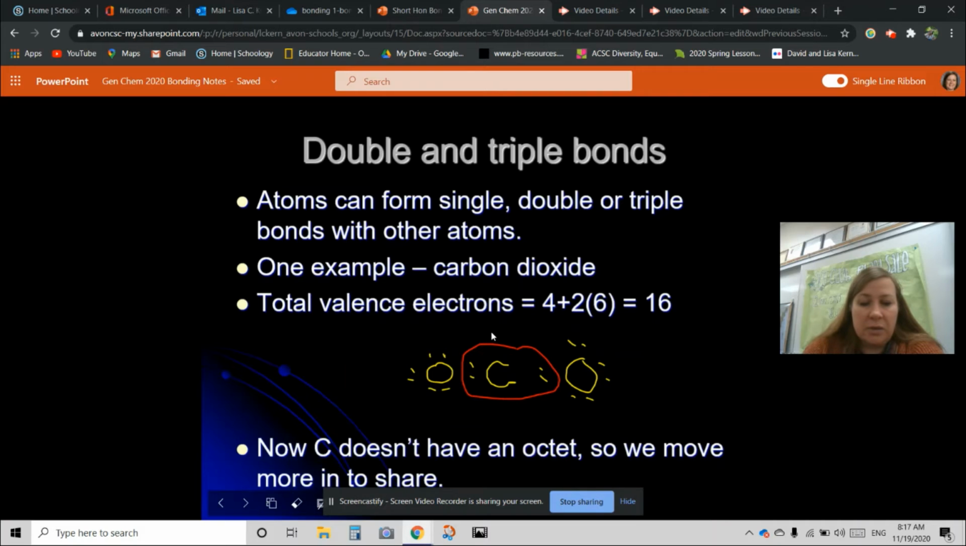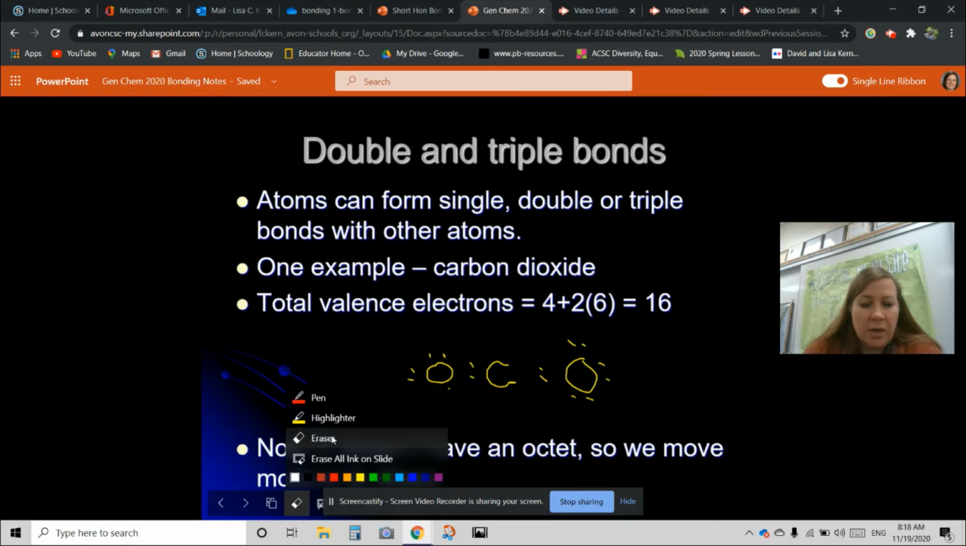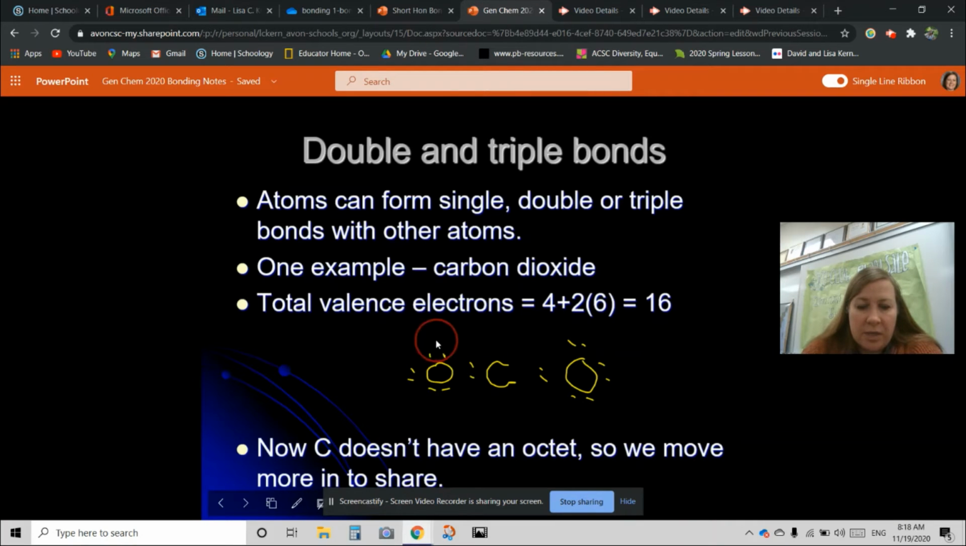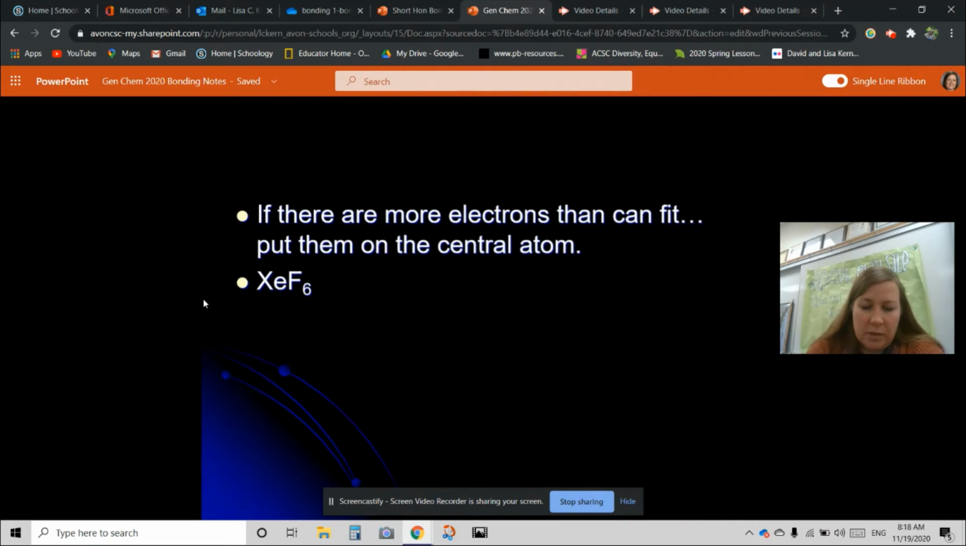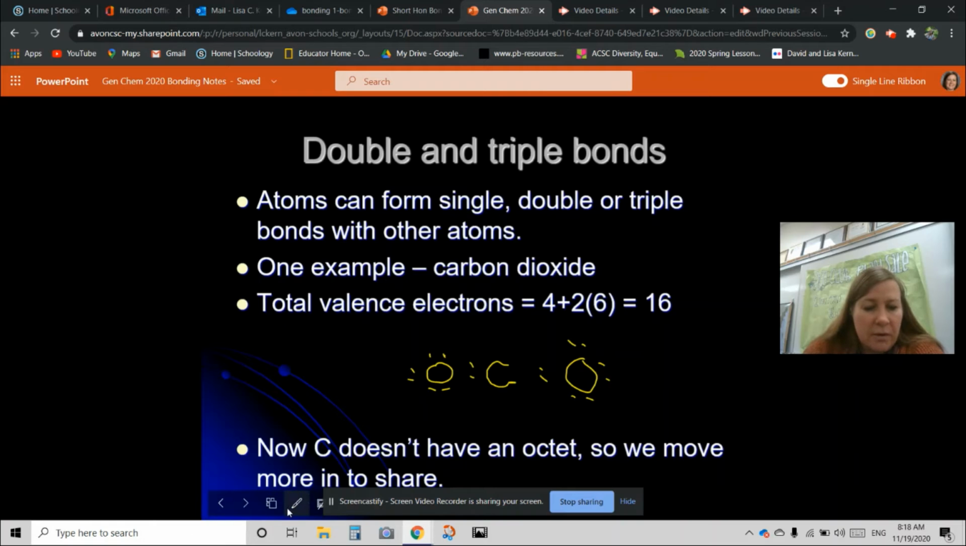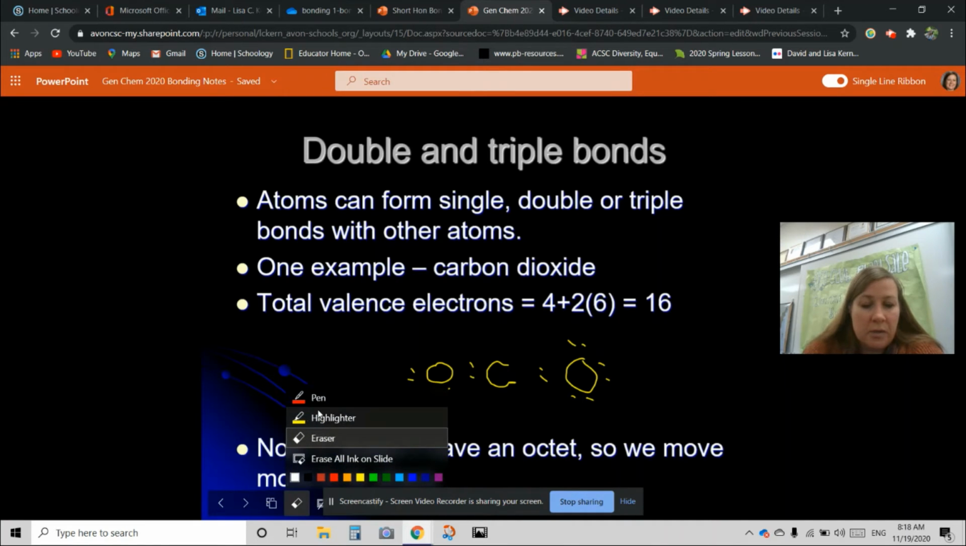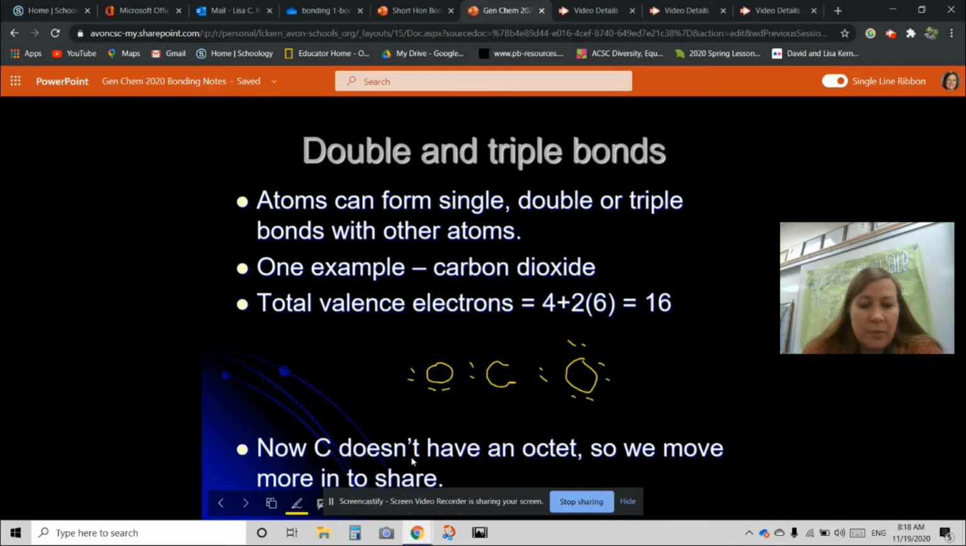So what we're going to do is we're going to move a couple of electrons around. So I'm going to take these 2 electrons. Eraser. There we go. I'm going to take this one and this one and get rid of them. And no, we still have to have 16 electrons, so I'm not getting rid of them. I'm just moving them.